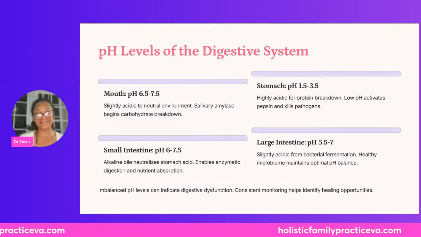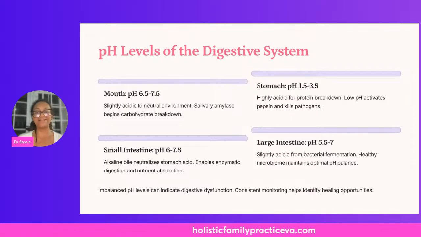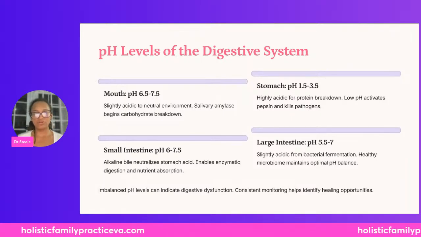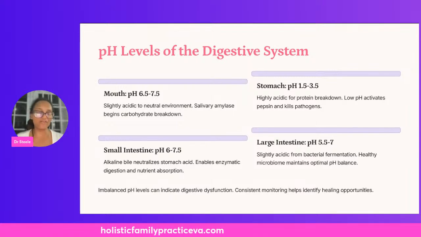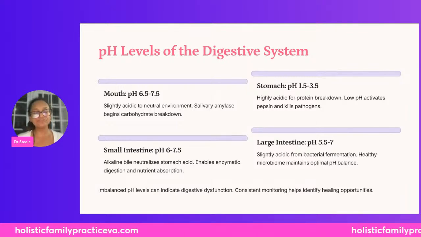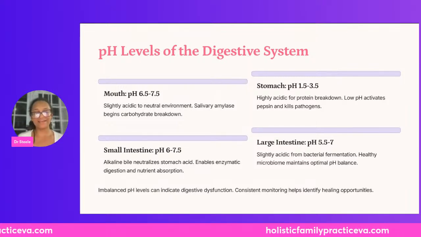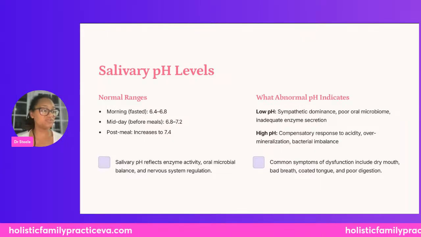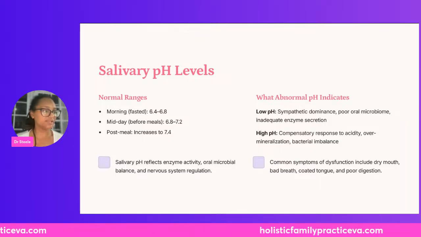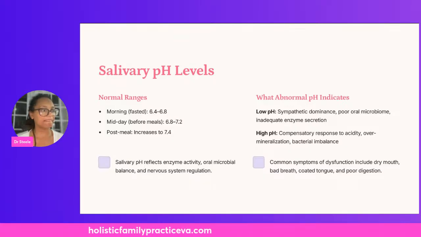Then we look at our large intestines, which is going to be more on the neutral side, definitely slightly acidic from bacterial fermentation, and then your microbiome is going to maintain optimal pH balance. I call it more neutral when it gets there. So imbalanced pH levels can indicate digestive dysfunction. And monitoring this can be incredibly helpful, especially if you struggle with any digestive related challenge, which we'll talk a lot about this evening.